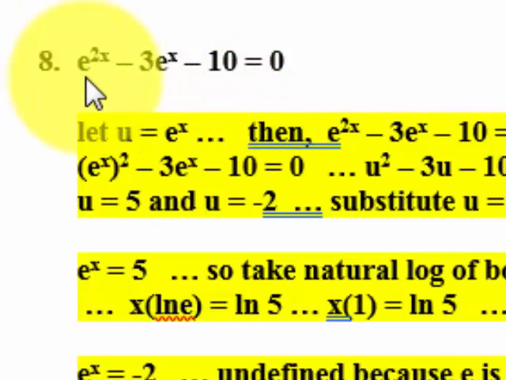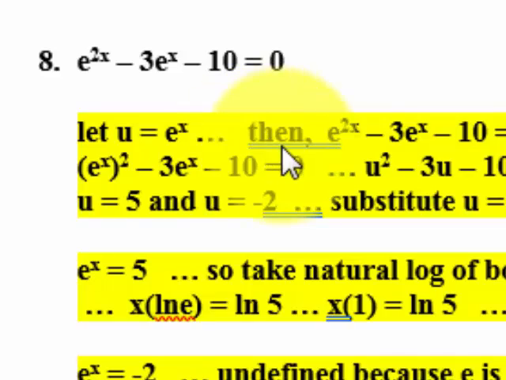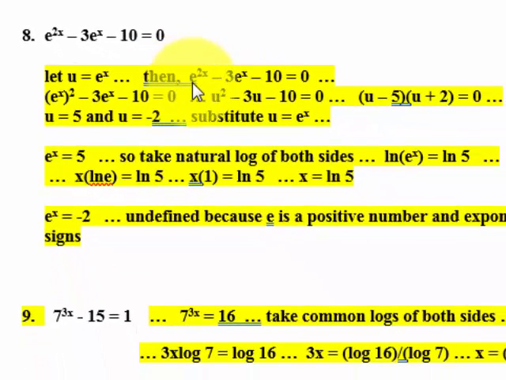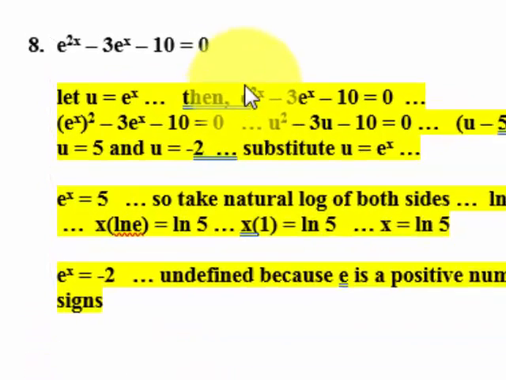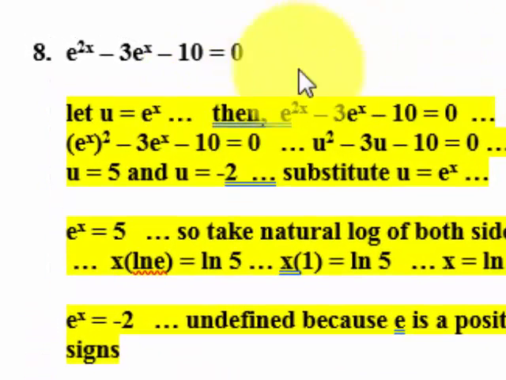So e raised to the 2x minus 3 e to the x minus 10 equals 0. This is when we're going to substitute. We're going to let e to the x equal some other variable, and we're just going to call it u. So we're going to change the original equation into something with u, where u is going to equal e to the x.